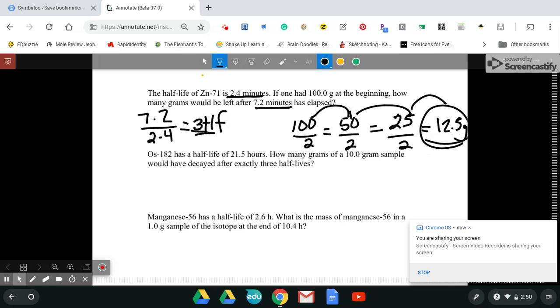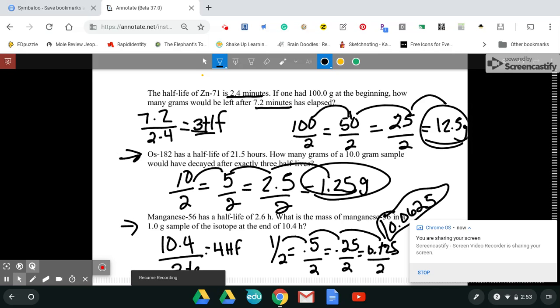So here's what I want you to do. Try and do these 2 on your own. So pause the video, and then I'm going to show you my work so you can see what it would be. Okay, so now that you've done those 2, check your work. I got 1.25 grams, and then I got 0.0625 grams for those 2.